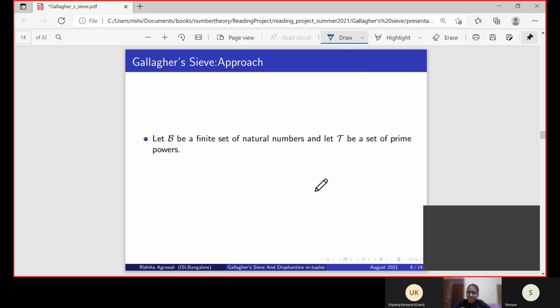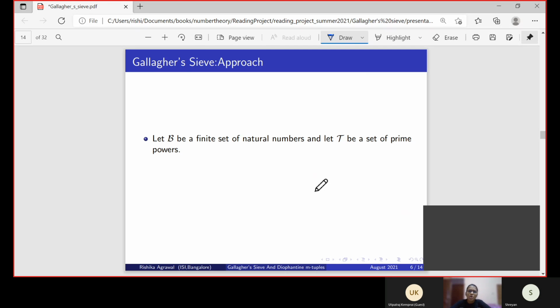Okay, so now we'll see the approach of the Gallagher sieve. It is a bit different from the general sieves. We consider set B as a finite set of natural numbers and T as a set of prime powers. Our Gallagher sieve is also known as the larger sieve.